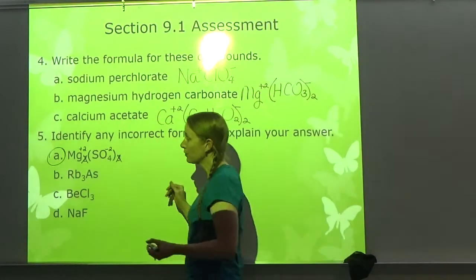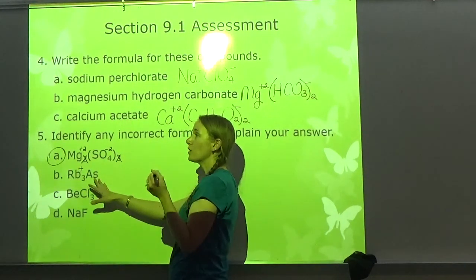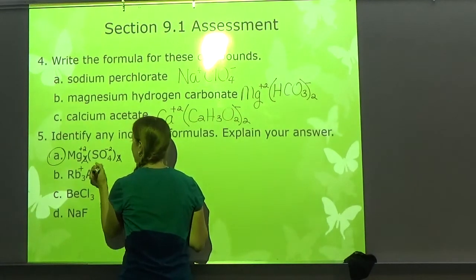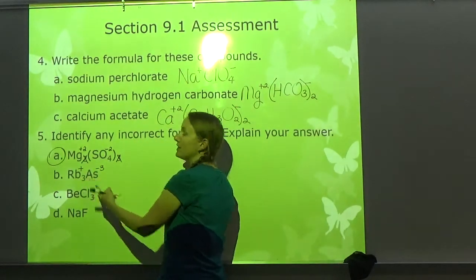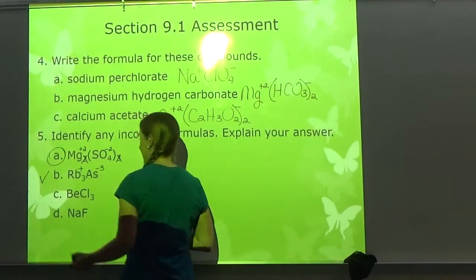Next one, Rb, rubidium, is in group 1, so it has a positive 1 charge. As, or arsenic, is in group 15, so it has a negative 3 charge. So yes, we would have crossed that 3 down. So B is actually correct. So I'll put a check by it.